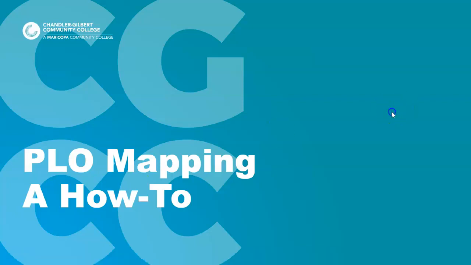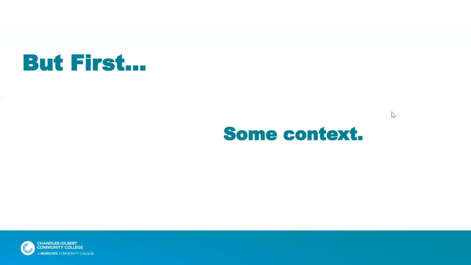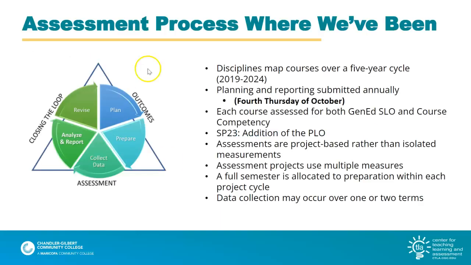Before we discuss some of the program learning outcome mapping, we'd like to give you a chance to review some of the history of our assessment process at Chandler Gilbert for some context. This is where we've been, and you can hit pause and read this and take it in, but we talk about this quite a bit, both in our division meetings and at our assessment forums and with our Student Learning Outcomes Assessment Committee. So if you are involved in assessment, we're pretty sure you know these aspects of our assessment process already.